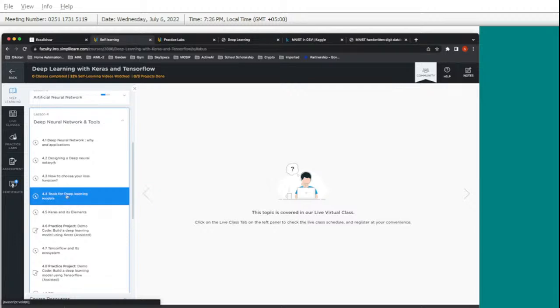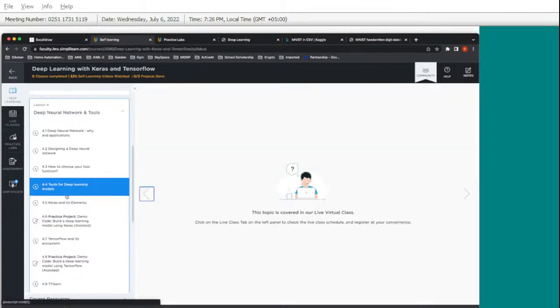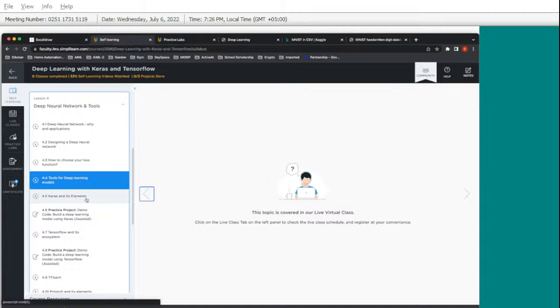Then we will actually focus on the various tools that we have for deep learning models, right? We go to the first framework that we understand, which is noted here and is called Keras. Okay, and there is this confusion between what is Keras, what is TensorFlow, what is TF-Learn. We will actually deal with it.